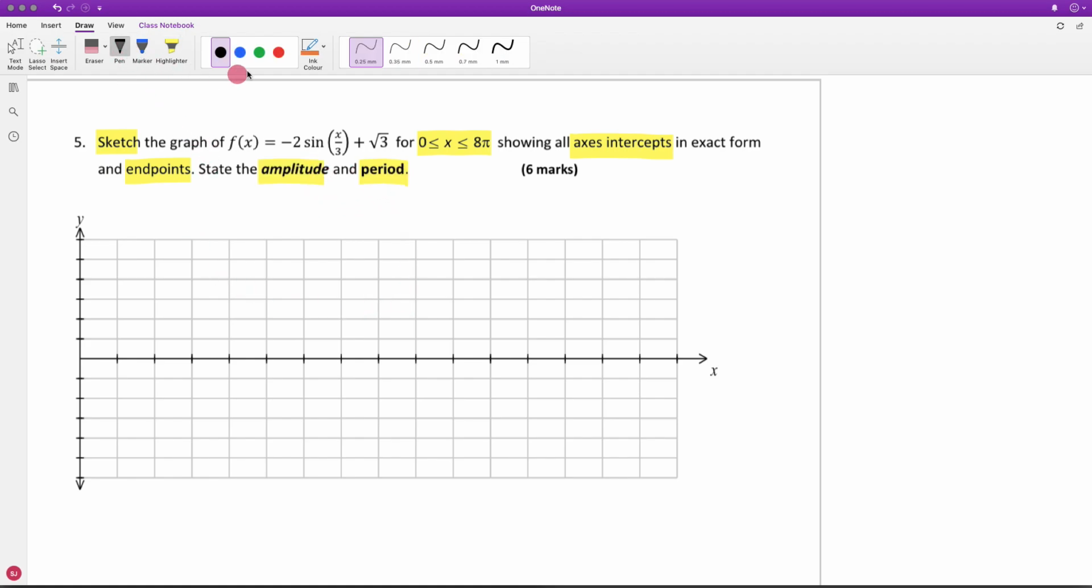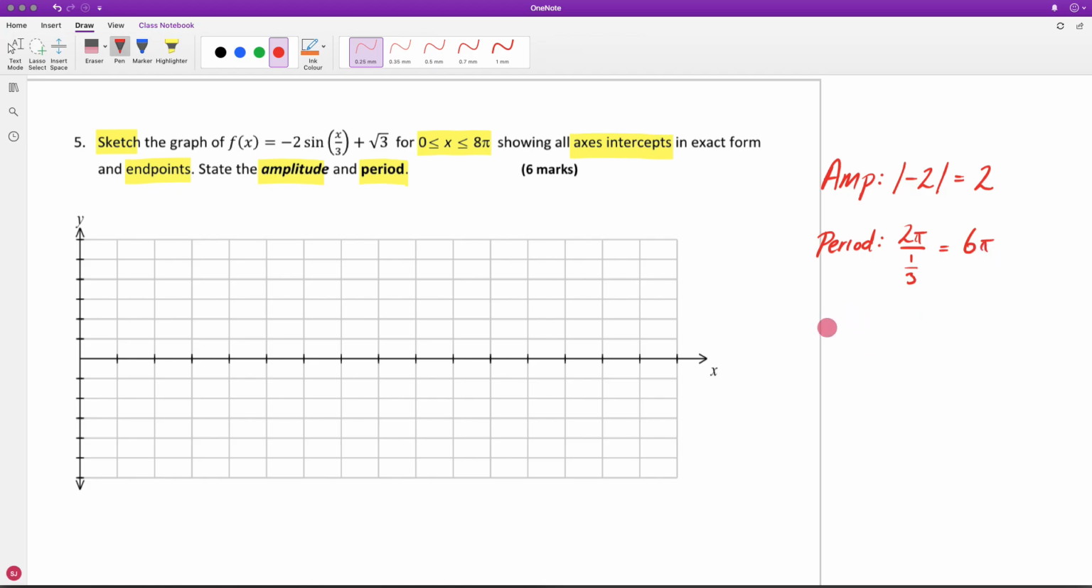Let's get to it. The very first thing I'm going to do when I need to sketch something is find my amplitude. And I know that my amplitude is simply going to be the number in front, but always make sure that you take the absolute value of it, which means it's going to be 2. Next, I'm going to find what the period is. How do we find the period? Hopefully you all know. I'm going to go 2 pi over whatever is in front of my x. So in this case, it's going to be 1 over 3, which is the same as 6 pi.